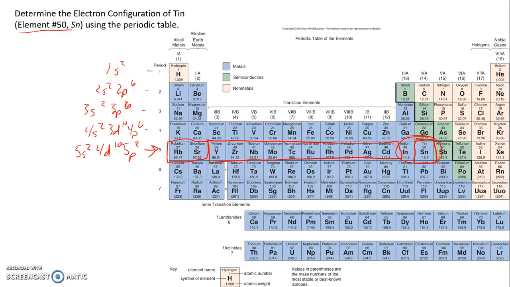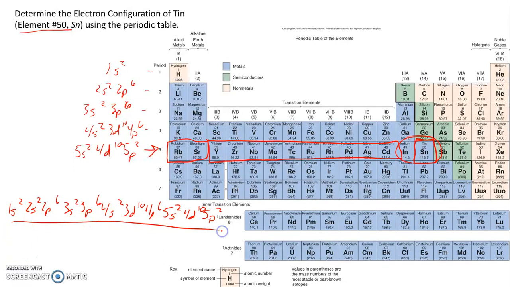So that would be your electron configuration: 1s2, 2s2, 2p6, 3s2, 3p6, 4s2, 3d10, 4p6, 5s2, 4d10, and 5p2. There's your electron configuration for tin.